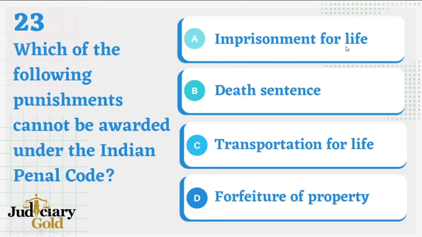Question 23. Which one of the following punishments cannot be awarded under Indian Penal Code? Imprisonment for life, death sentence, transportation for life, forfeiture of property. The answer is transportation for life. Transportation for life has been banned. It's not a part of IPC anymore. Transportation basically ये बोलता था that shifting a person from one place to another, sent to other place, maybe to serve a community, maybe to do a particular kind of work, which is not a part of punishment anymore. So answer is option C.